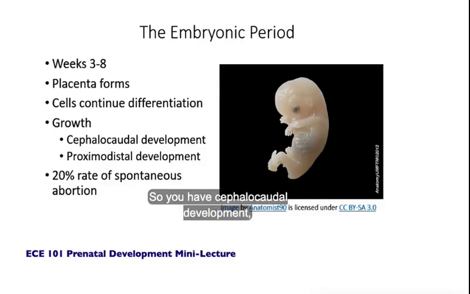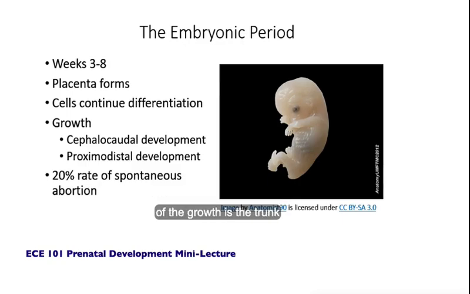So you have cephalocaudal development, which means that there is more development from the head first, and then it moves down through the body. So in the image there, you can see how much bigger the head of the embryo is. And then there's also proximal-distal development. So the trunk develops before the limbs. And if you look and see how tiny the little arms and legs are of that embryo, you can see that the focus of the growth is the trunk or the body first, and then it goes out.